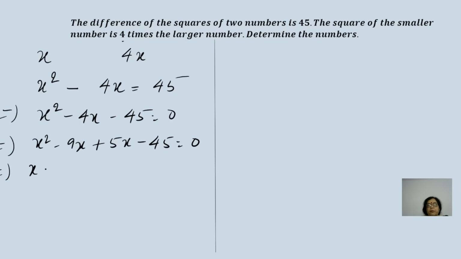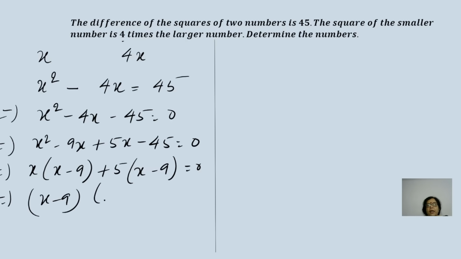So again, from the first two terms, we can take out x common. We are left with x minus 9. From the last two terms, we can take out plus 5 common. We are left with x minus 9 is equal to 0. So again, x minus 9 is common and x plus 5 is left. So equating each one of them to 0, we get x is equal to 9 or x is equal to minus 5. Now let's analyze as to which is a probable answer over here, because both cannot be a possibility.